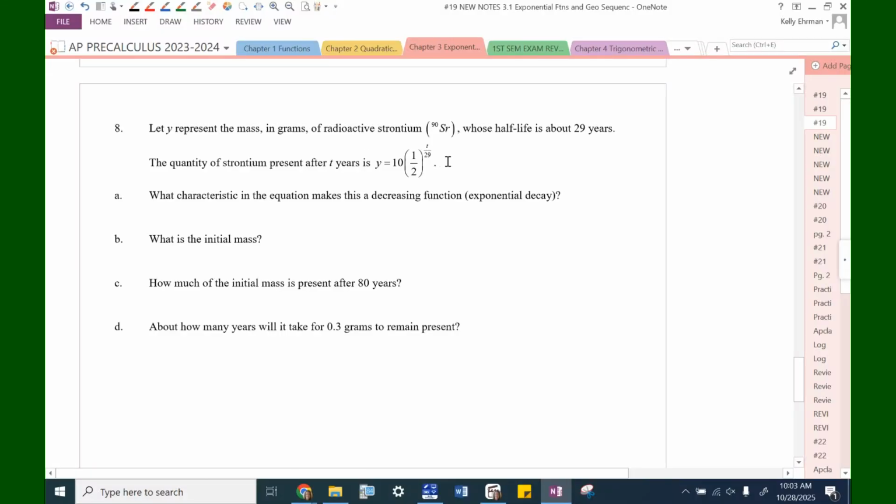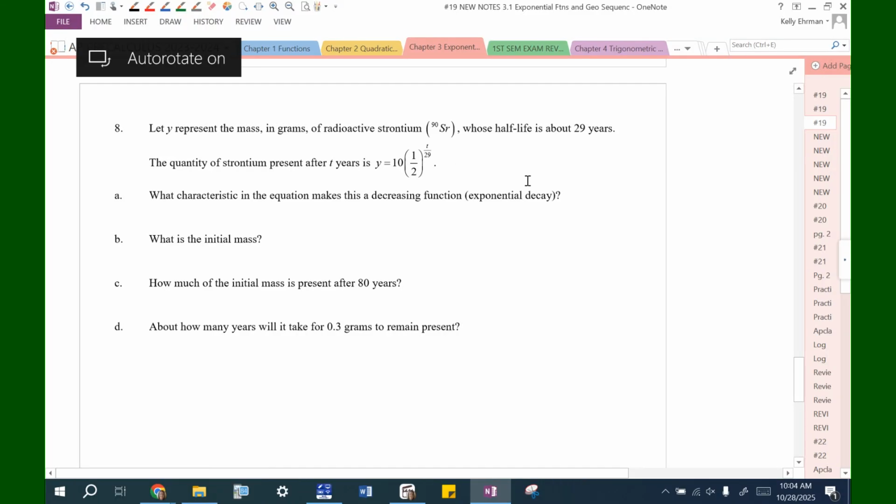Let's talk about this formula. Again, half-life represents how long it will take you to get half of what you had. So this formula makes sense because if you plug in 29, you get 10 times 1/2 to the first power, so you get 5 grams. Whatever T you're plugging in, it compares it to the half-life, and that's the ratio that you would have left over.